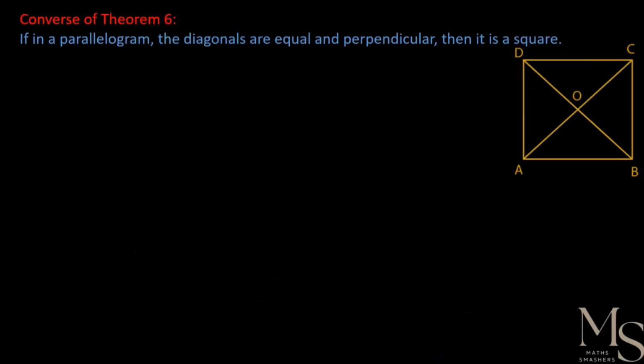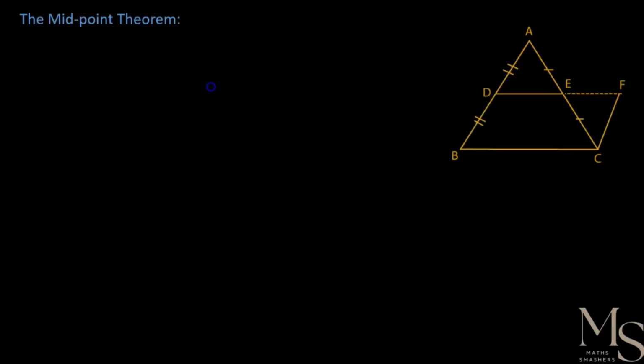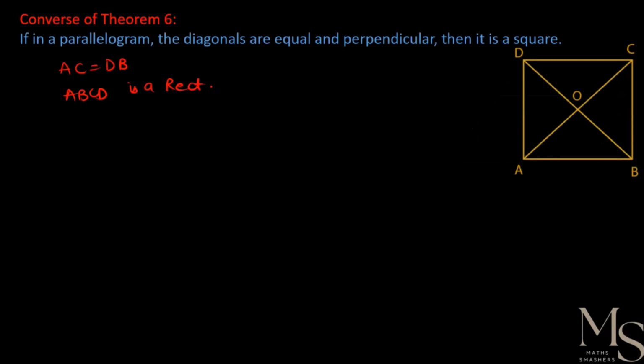Okay, so we have the next theorem, that is the converse of the previous one, that is if in a parallelogram, अगर एक पैरेललोग्राम के डायगोनल्स इक्वल हैं और वो परपेंडिकुलर भी हैं, देन इट इज अ स्क्वायर. ये प्रूव करना है. अब हमें पता है डायगोनल्स इक्वल हैं, डायगोनल्स इक्वल का मतलब AC इक्वल है DB के, अगर डायगोनल्स इक्वल हैं मतलब ABCD क्या है? ABCD इज अ रेक्टेंगल. रेक्टेंगल की यही प्रॉपर्टी हुई, डायगोनल्स इक्वल हैं, दैट मींस इट इज अ रेक्टेंगल.